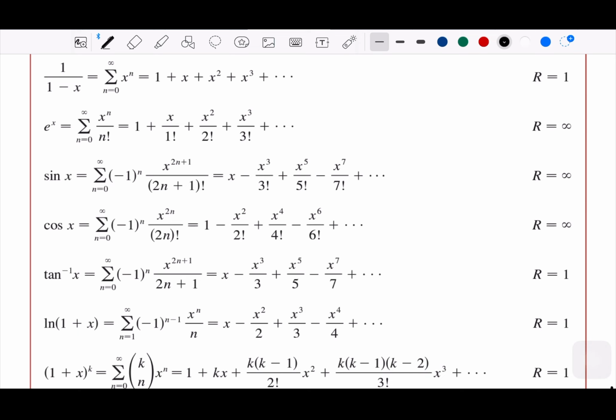Okay, the ln, we can also see this is coming from this part as well, and we integrate, right? We integrate.